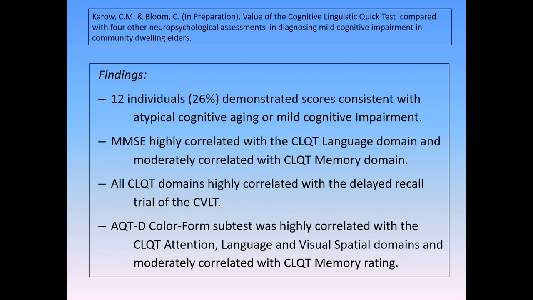Okay, so what did they find? They found that 12 individuals, or 26%, who were supposed to be without particular cognitive problems, just elderly dwelling in the community, not in nursing homes, not in retirement homes, demonstrated scores consistent with atypical cognitive aging or mild cognitive impairment.